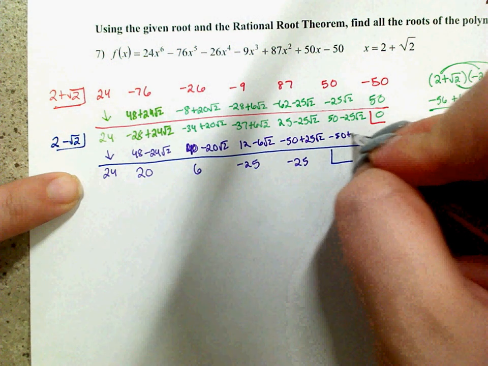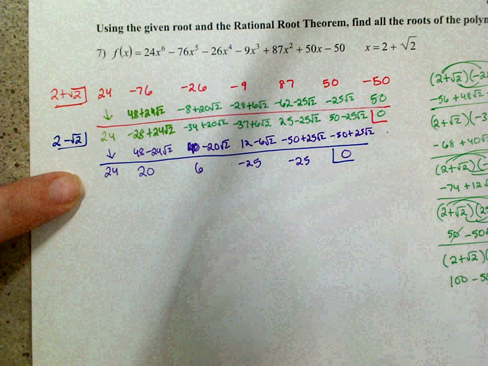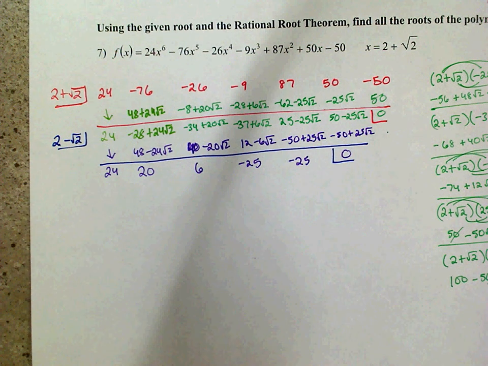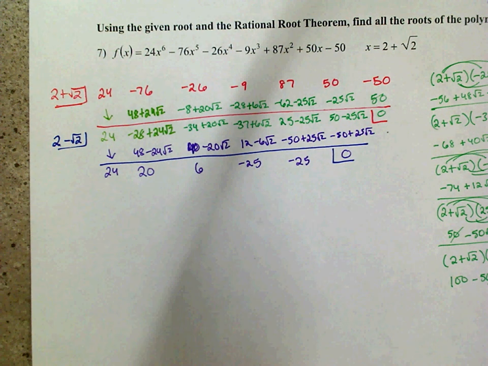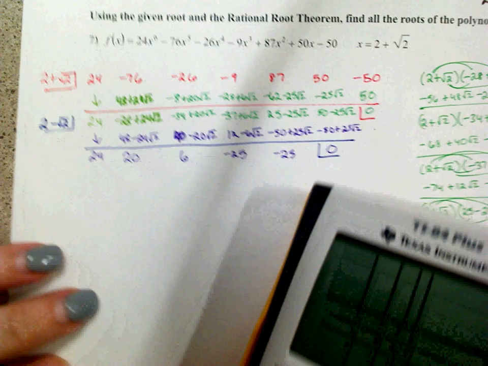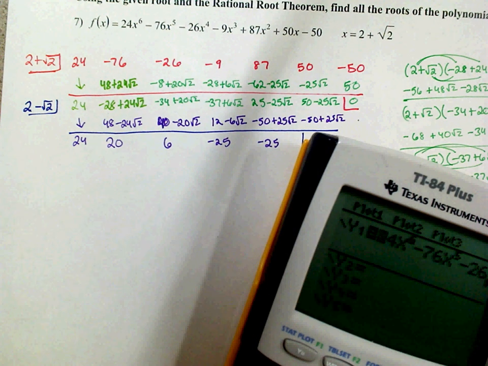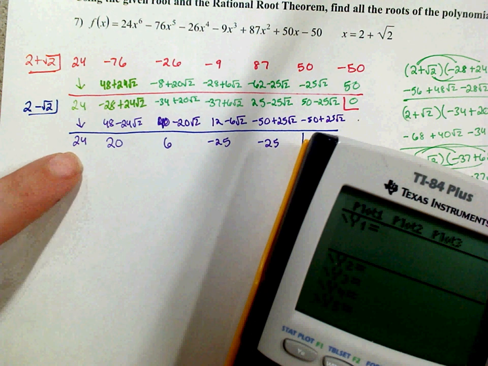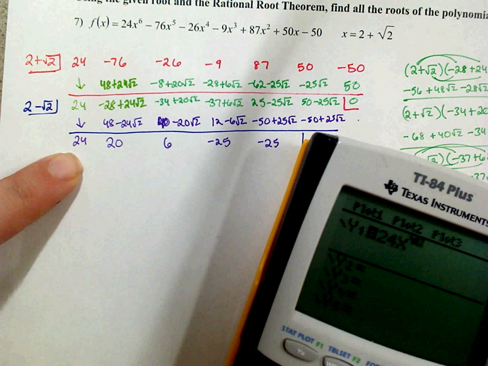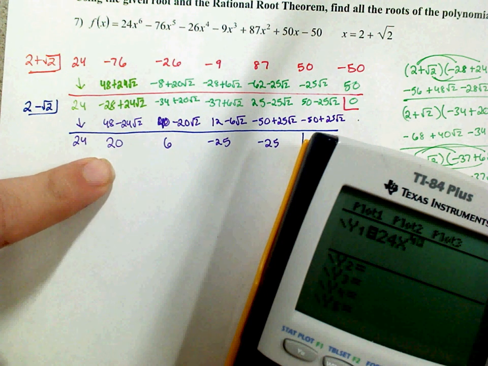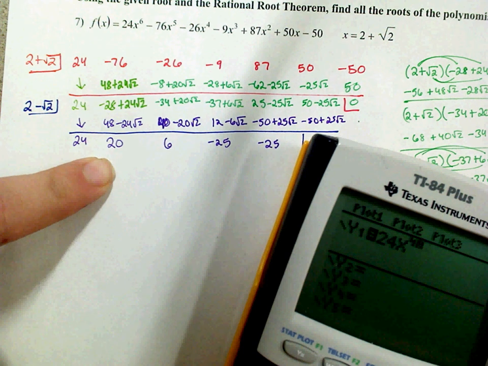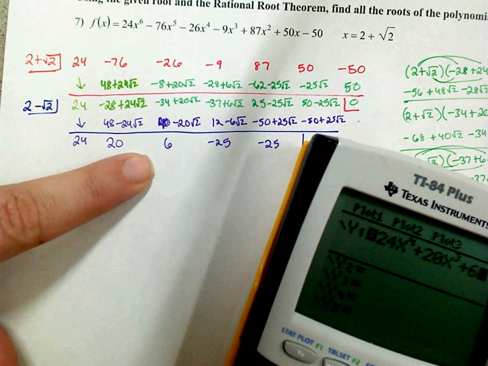So, I'm used to getting rid of a factor of 2. Oh well, whatever. So I'm going to graph this. It's probably going to cross in the same spot, but maybe it'll be a little bit different. 24x raised to the 4th, because I divided out 2 degrees, right? So it's 24x to the 4th plus 20x raised to the 3rd, plus 6x squared, minus 25x minus 25. And graph.